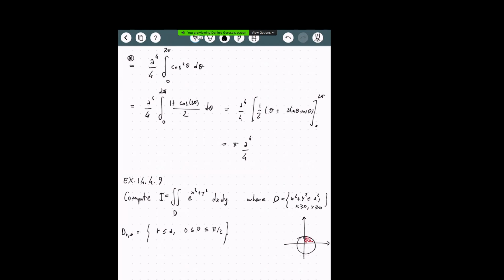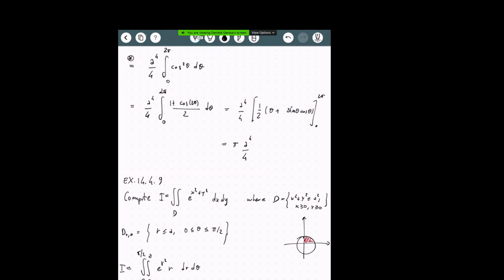If we change the variables, of course, to polar coordinates, this is essentially screaming for a change of variables in polar coordinates because we have e to the power of the radius squared, and then we have a domain which is essentially a disk. So we have that I is therefore equal to the integral of this, and then we have e to the power of r squared, and then we have r here. Remember the Jacobian, and this is theta.